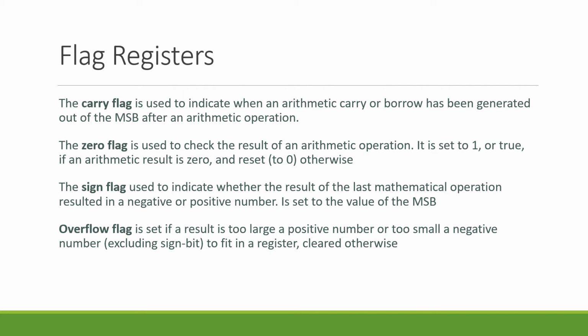If you do a calculation and you get 0 as an answer, then the 0 flag would be set to 1. If you do a calculation and you have a negative result, that would be set to 1. If it was a positive result, it would be set to 0. And finally, if you add together 2 numbers and the processor can't cope with the size of those numbers, then the overflow flag can be set.